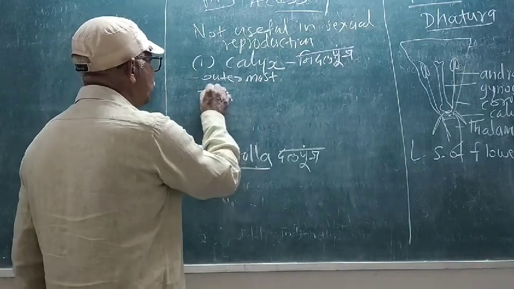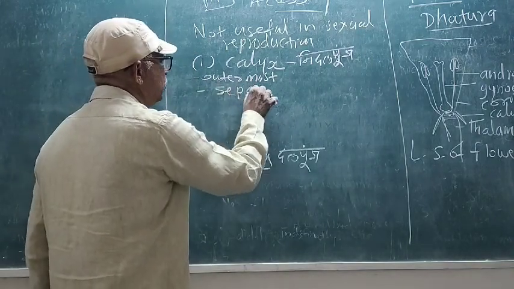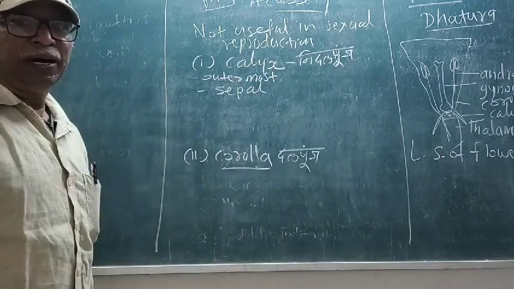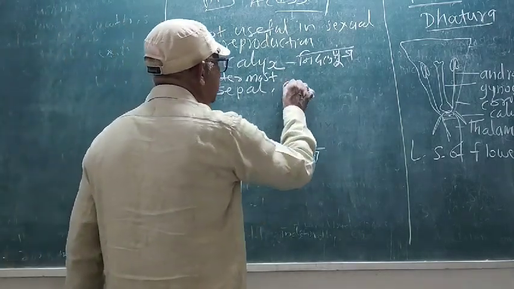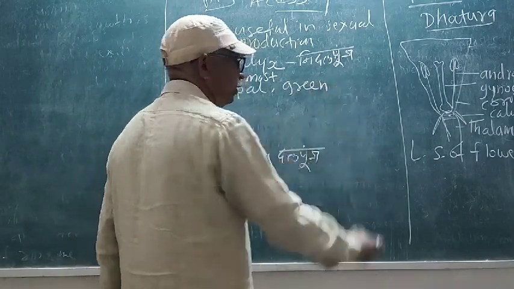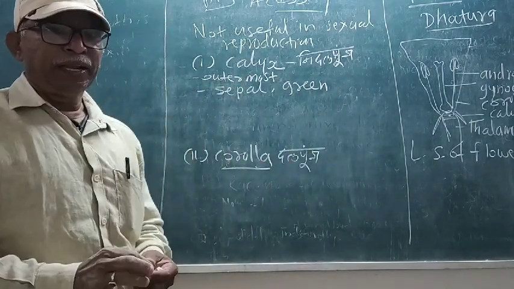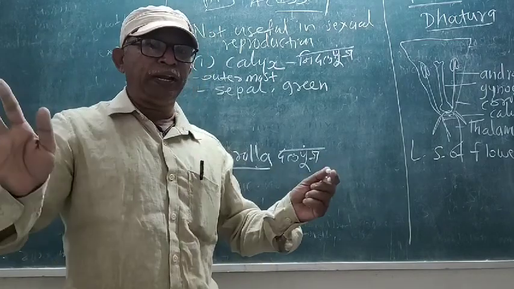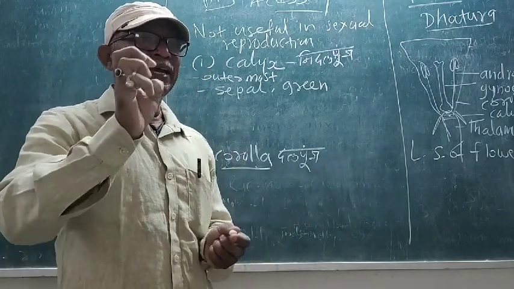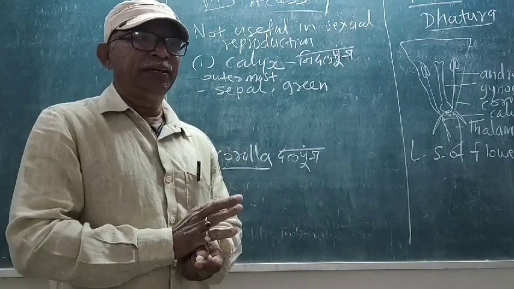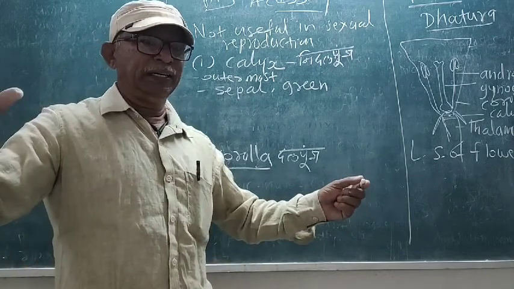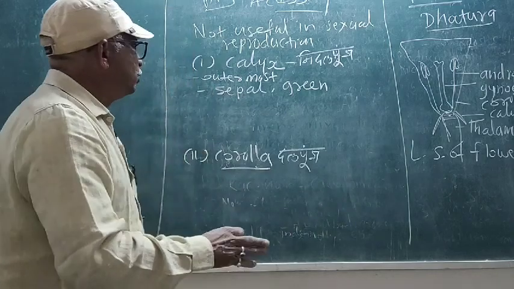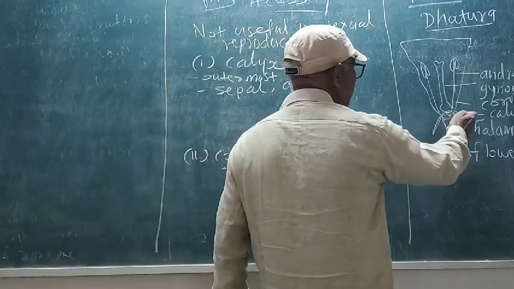The parts are called sepals. Their color is green. They may be united or free. United is the gamosepalous condition; free is the polypetalous condition. The condition is different. So these are the outermost calyx.